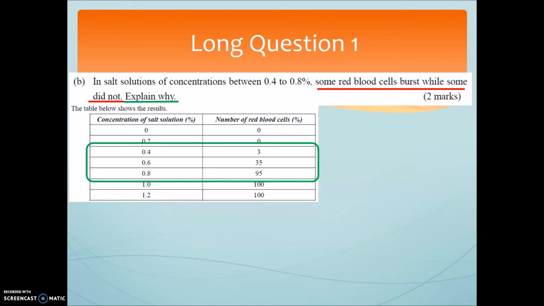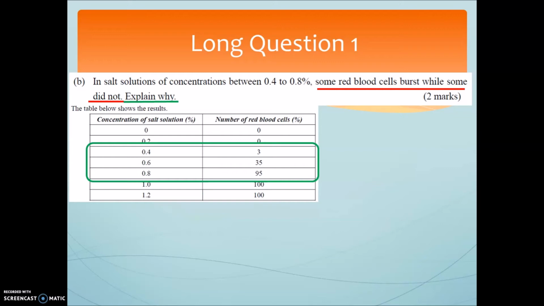Because the basic concept is that if we put the cells in a solution which is hypotonic, lower concentration, higher water potential than the cytoplasm, somehow the water will keep going into the cell, and then the cell will swell, and then the cell will burst finally.